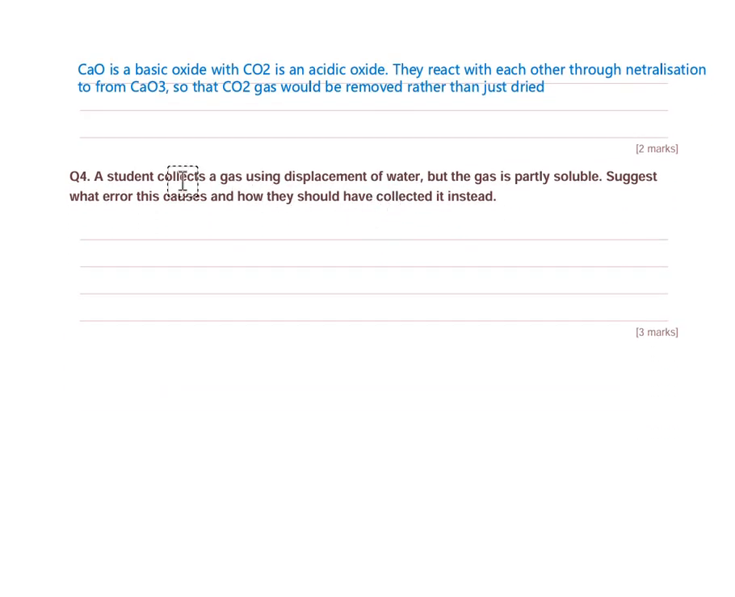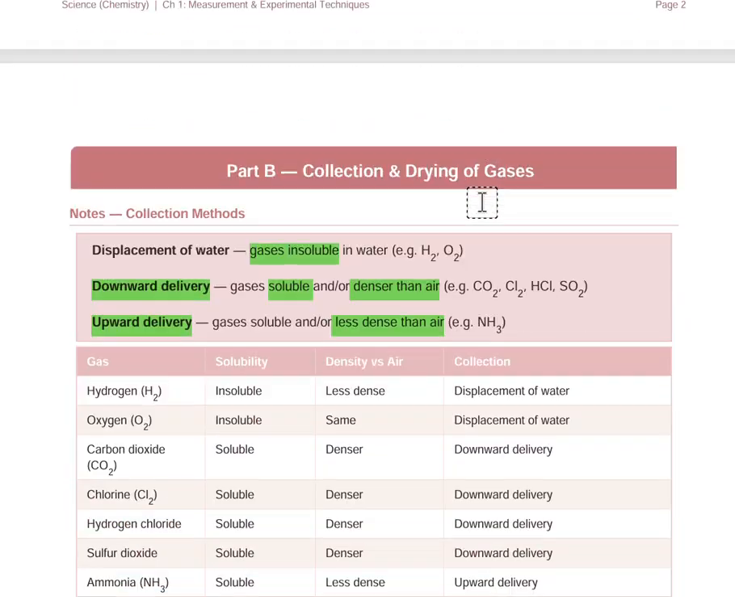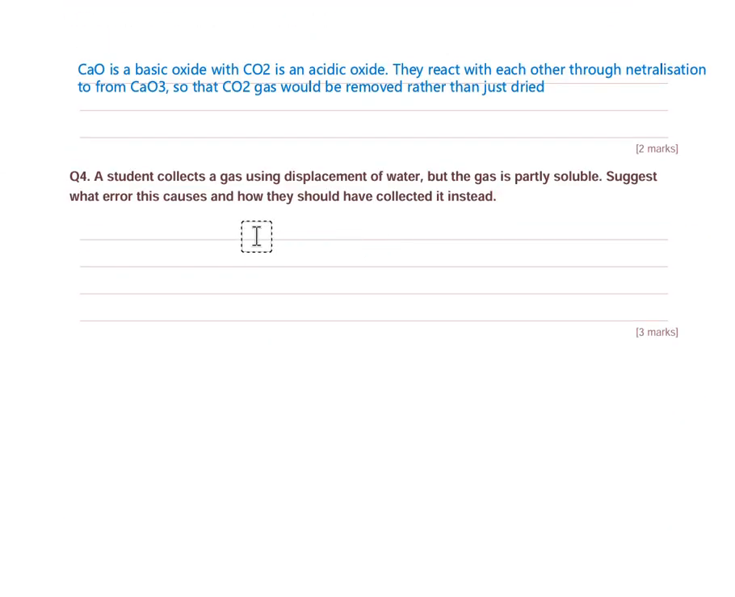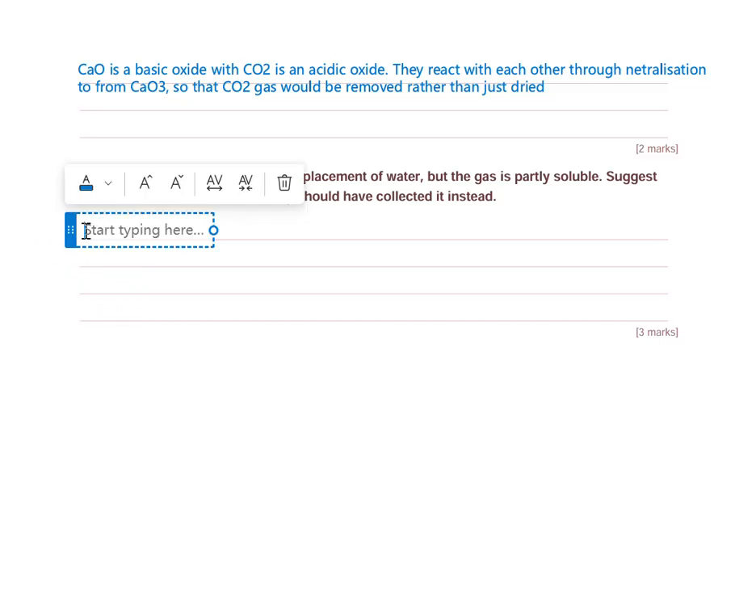Okay, so a student collects a gas using displacement of water, but the gas is partially soluble. Suggest what errors this causes and how they should have collected it instead. So the question is asking about collecting a gas, but the gas is partially soluble. Just now we have stated that only insoluble gases can be collected by displacement of water. So what should have been done? I'll give you a minute to think about it. You can pause the video to think.